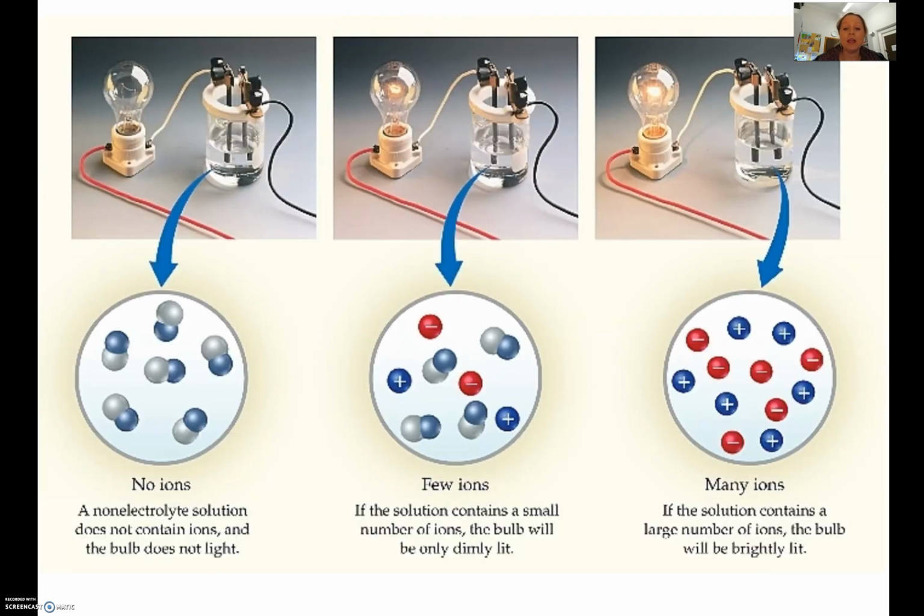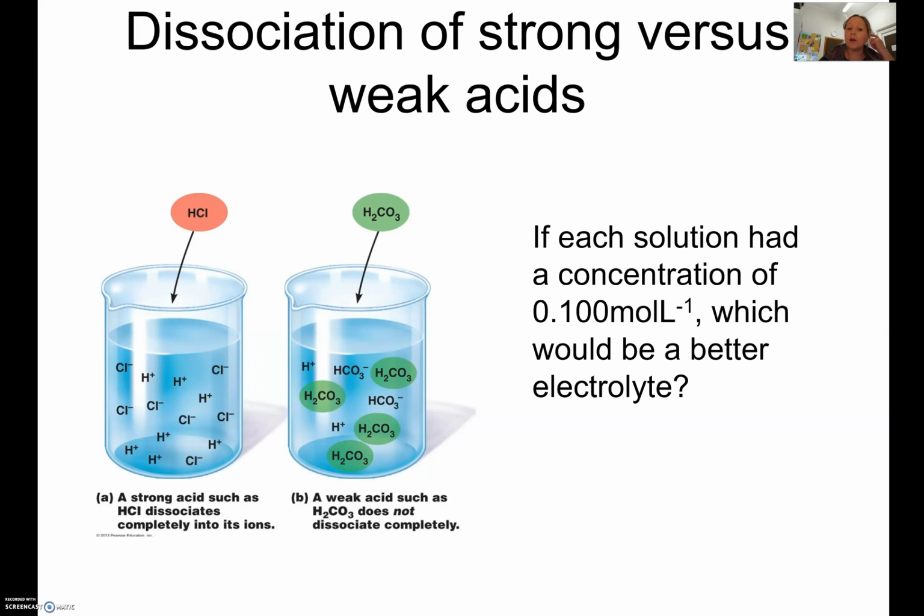Okay, and so here we can just see, again, it's just repeating, if you've got a low concentration of ions, so that would be for a weak acid or weak base, that means that you'd have poor conductivity, the bulb wouldn't go bright, and if you have a strong acid and a strong base, you'd get a nice bright glowing bulb. So if we look here, dissociation of strong versus weak acids.